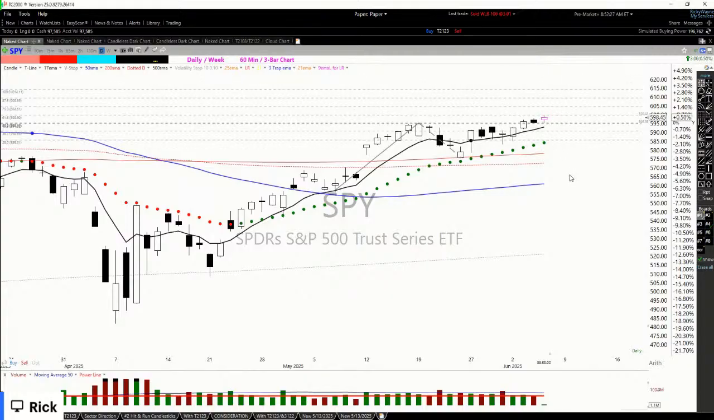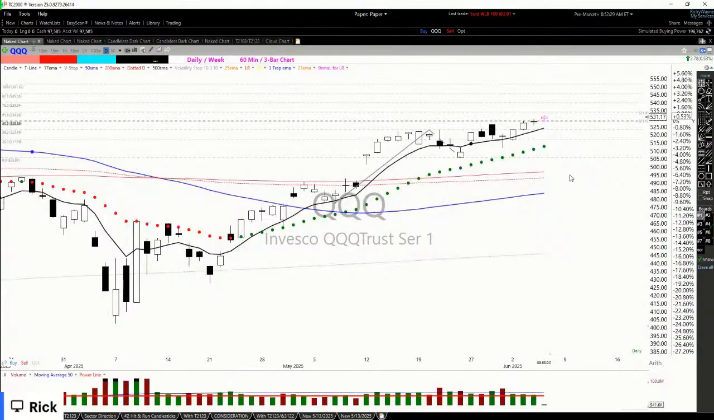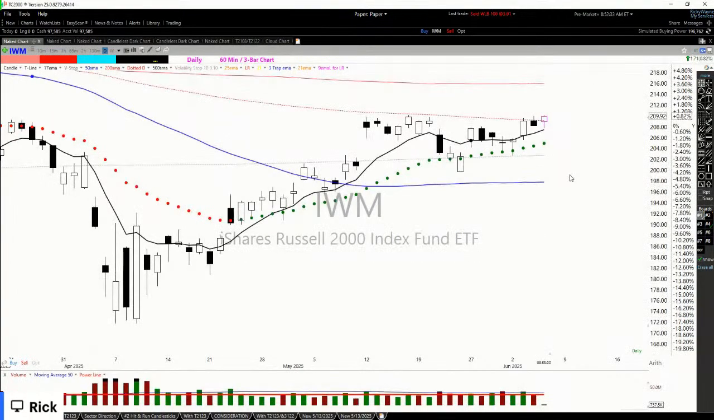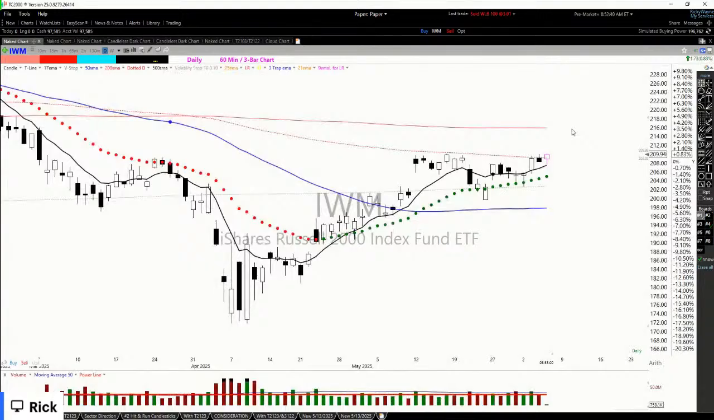The market is bullish. Look at the Qs, bullish. Diamonds, bullish. IWM, bullish. All bullish. Why is it bullish? Who cares why it's bullish? Let's just trade some charts and make some money.